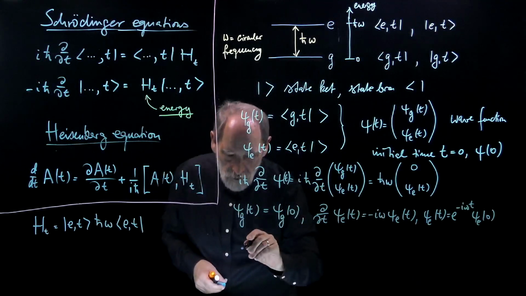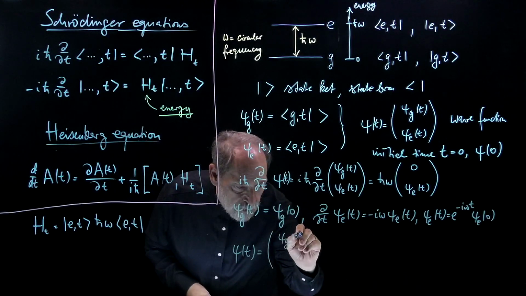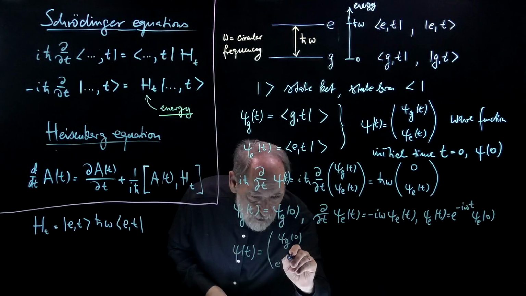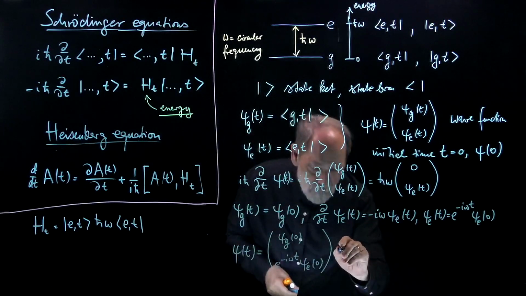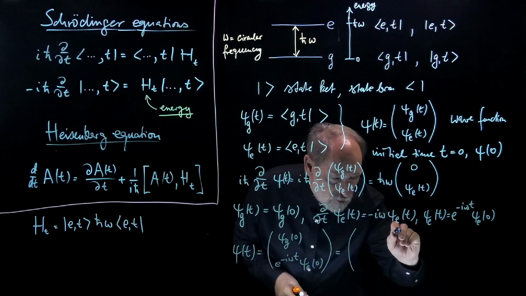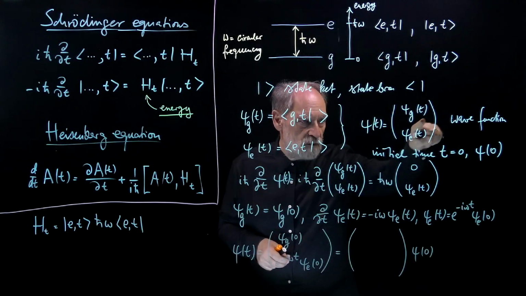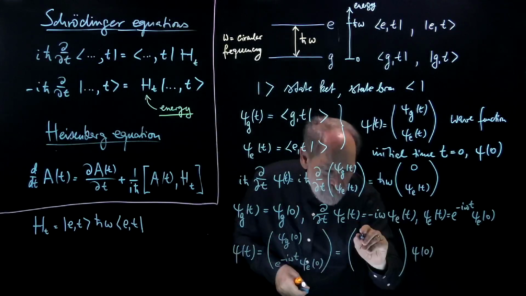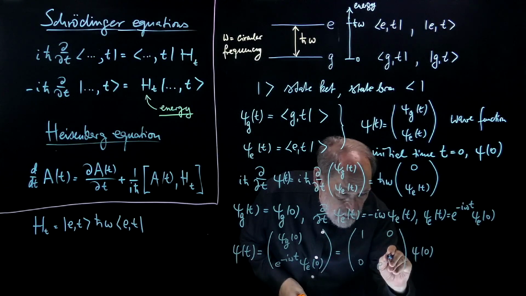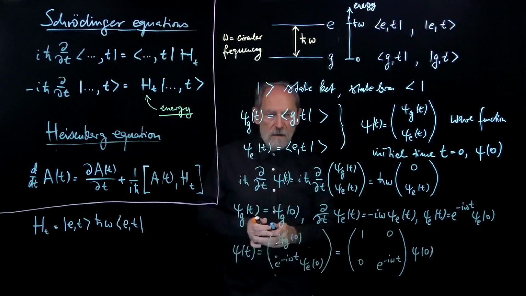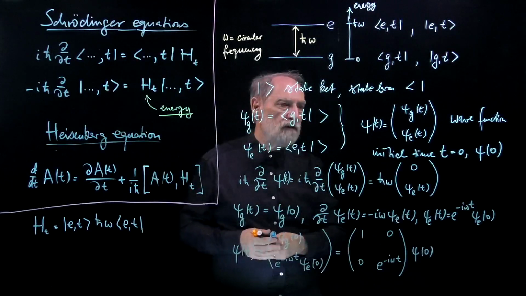So now putting things together, the wave function as a function of time is equal to the upper component at time 0, and the lower component, that for the excited state, just gets multiplied by this exponential factor, which I can now write as a 2 by 2 matrix applied to the wave function at the initial state. Well, the wave function at the initial state is just psi g of 0 and psi e of 0, which are the ingredients here. The upper component just gets multiplied by 1, and the lower component gets multiplied by e to the minus i omega t.